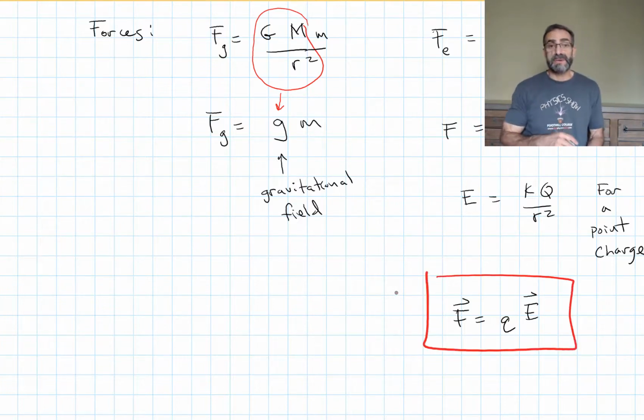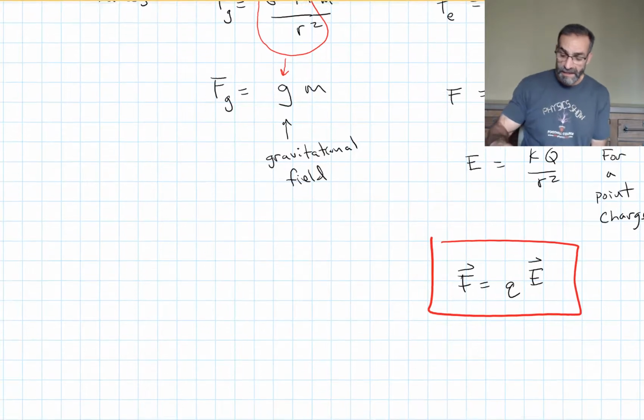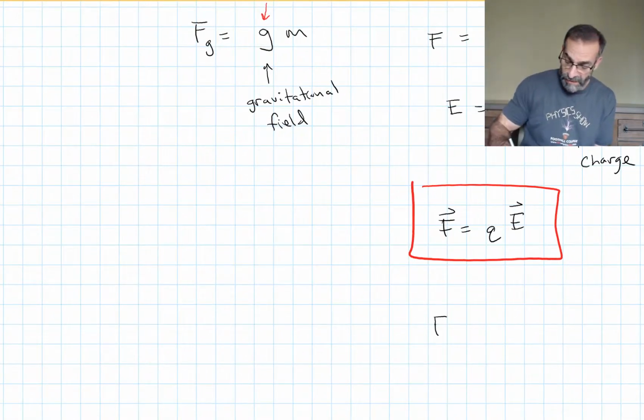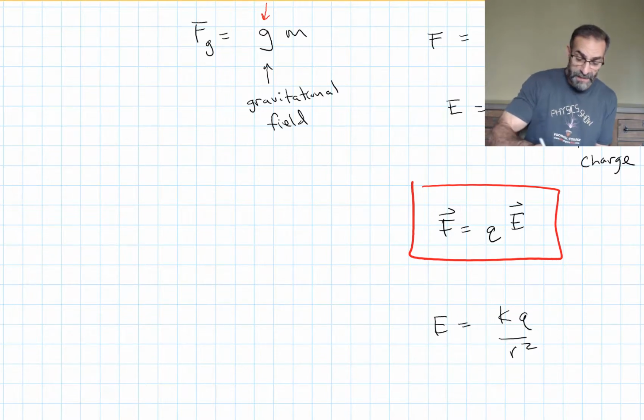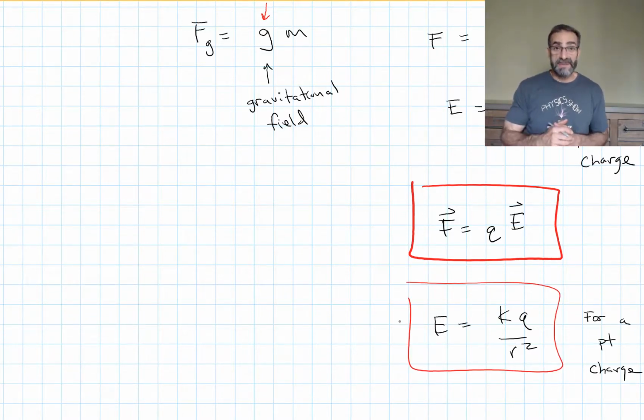F is equal to q times E. The force on a charge is equal to the charge of that object times the electric field that exists at that location in space where the charge is located. That's always true. This second part, the electric field, is equal to KQ over R squared. That part is only true for a point charge. We use that a lot though. The electric field is KQ over R squared from a point charge. The charge on that point charge is Q, and the distance we are away from it is R, and that gives us the electric field at that location.